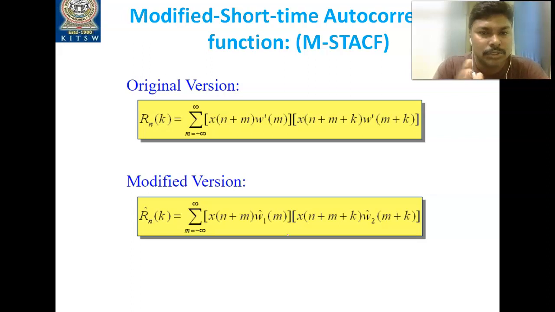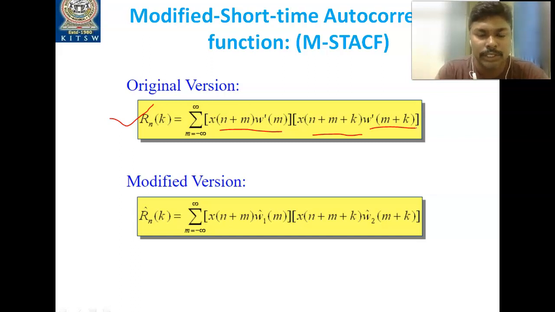This is the original version that we have already seen in the previous video, Rn of k, the normal short-term autocorrelation function. It takes the summation of x of n plus m into w of m, and x of n plus k, that is, shifted by k samples, with the window also shifted by k samples. This is the normal mathematical expression that we already know. Let me recall the same thing for you to understand better.